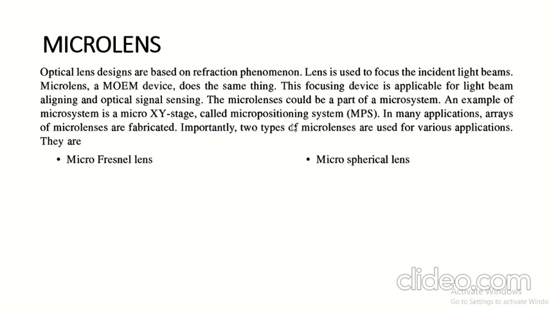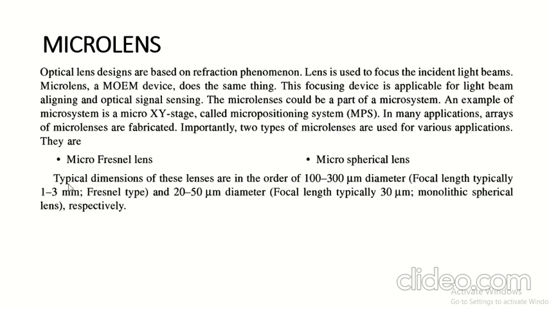Mainly when you have seen global positioning system, similarly, this micro positioning system takes care of X and Y coordinates, and if it is working with the help of optical lens, then it utilizes micro lens as one of the technologies. In many applications, arrays of micro lens are fabricated. Importantly, two types of micro lenses are used for various applications. First one is micro Fresnel lens and second one is micro spherical lens.